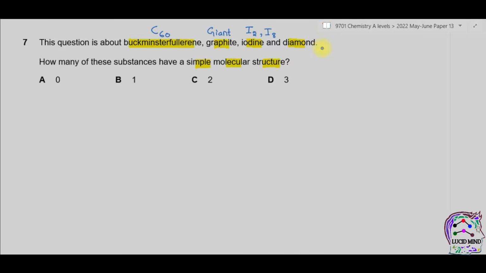And the last one is diamond. In diamond we have carbon atoms in a tetrahedral structure. Each carbon is bonded to 4 other carbon atoms, and this structure continues. So diamond is also giant covalent. So among these, the simple covalent or simple molecular structure would be of Buckminster fullerene and iodine only. So the correct answer should be C.